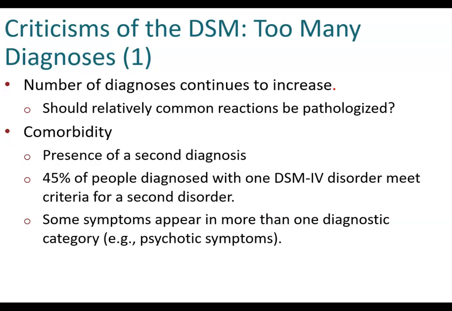So as we are talking about the Diagnostic Statistical Manual, some have criticized it, and they say there are just too many diagnoses in this manual. So the number of diagnoses continues to increase, and that's because the field is evolving. This term below here, it says comorbidity, and that is a second diagnosis that usually accompanies the first diagnosis.